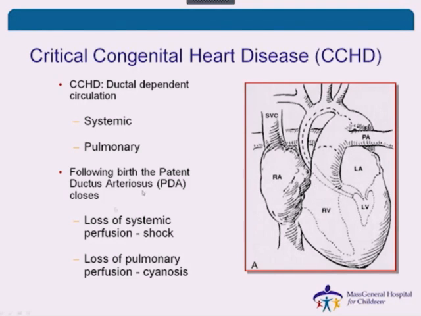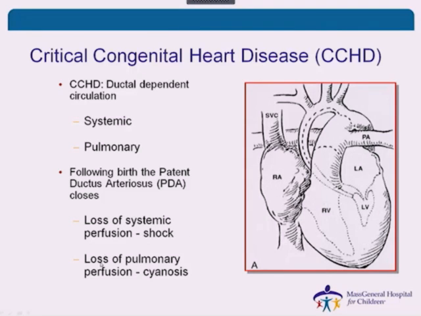Following birth, the patent ductus arteriosus closes. If you have a systemically dependent ductal circulation, such as in hypoplastic left heart syndrome, once the patent ductus arteriosus closes, there is insufficient volume of blood that could enter the small left ventricle, exit through the diminutive ascending aorta to supply both the brain, head, arms, and lower extremities. Once the ductus arteriosus closes, essentially the blood flow to the systemic circulation is shut off. This results in profound systemic hypoperfusion and shock.